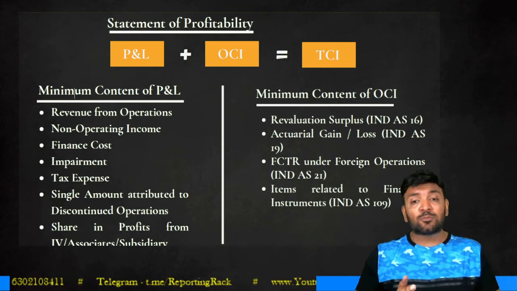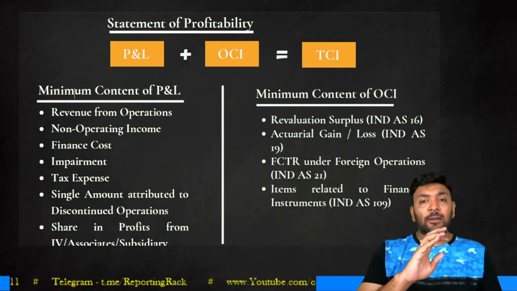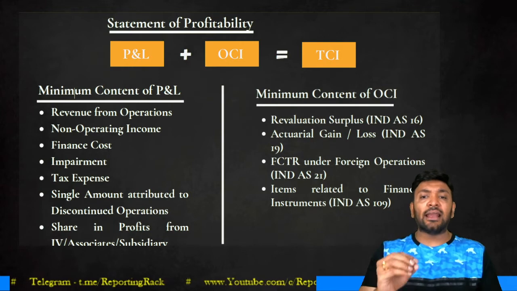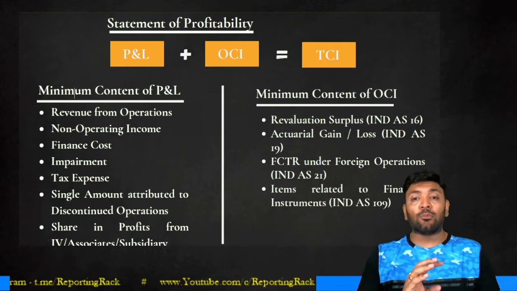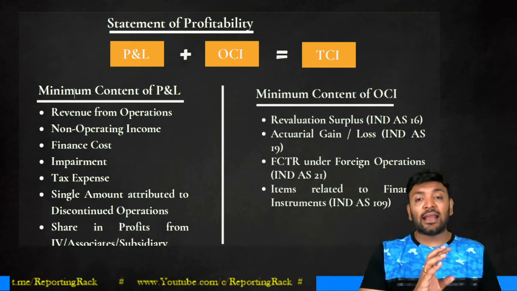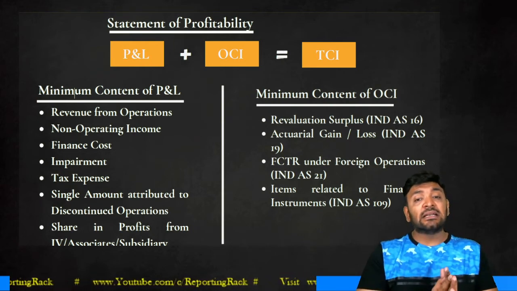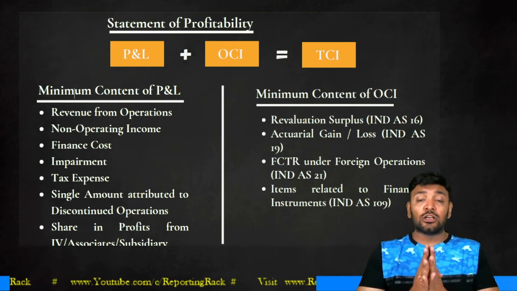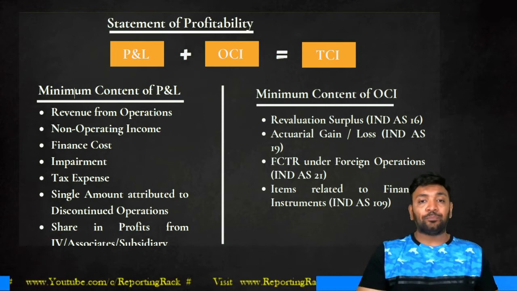Any other heading is possible? Yes. You can include as many headings as possible. Administration cost is generally one more heading. Marketing cost is one more heading. Distribution cost is one more heading. Salaries is one more heading. So all these are also other headings, but at least these contents should be predominantly disclosed as separate line items in the statement of P&L.